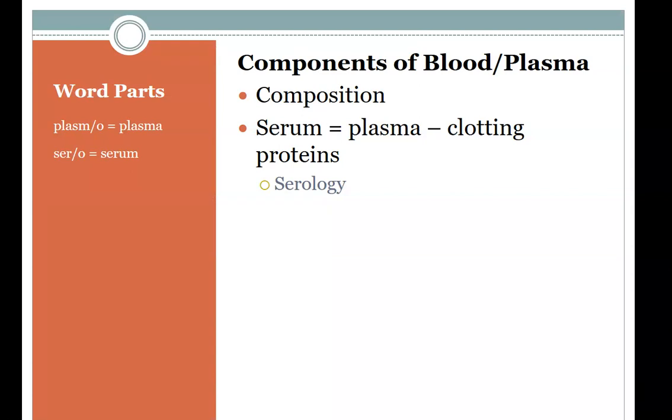Composition of blood and plasma. Plasma is the liquid portion of blood, and it is composed of water, inorganic substances such as calcium, potassium, and sodium. Then you got organic substances such as glucose, amino acids, fats, cholesterol, and hormones. Your waste products: urea, uric acid, ammonia, and creatinine. And then your plasma proteins are serum albumin, serum globulin, and clotting proteins such as fibrinogen and prothrombin. Serum is plasma minus the clotting proteins, fibrinogen and prothrombin.